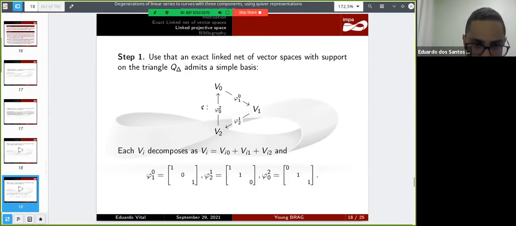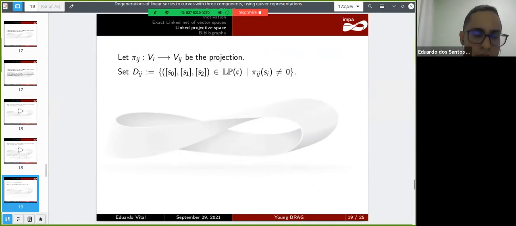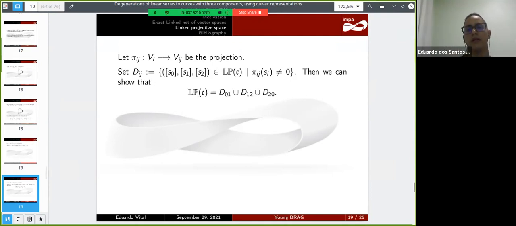For each VI, decompose VI equal to VI0 plus VI1 plus VI2, where VI0 is the subspace of VI generated by the vectors of the simple basis which are in V0, and analogously for VI1, VI2. And thus, with this decomposition, the maps become diagonal with 0s and 1s on the diagonal. All right. And you define pi ij from Vi to Vij as the projection, and set Dij as the points of LPC for which this projection Pij of Si is non-null. Right? Then you can show that the LPC is covered by the opens D01, D12, D02.